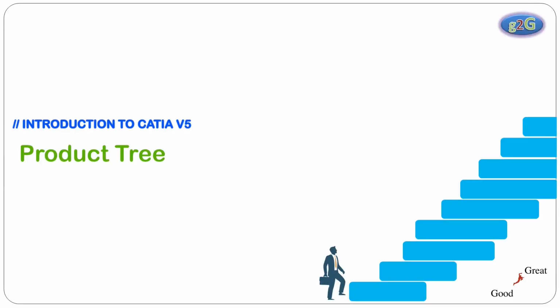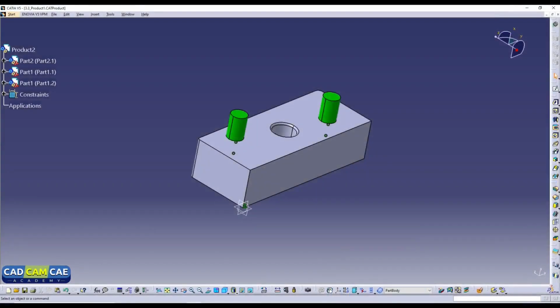So let's see the product tree in CATIA V5. For this you need to open file number 3.3. Once it is open, on the left side you can see the product tree. The product tree will give you all the details of the number of parts that are present in your assembly.